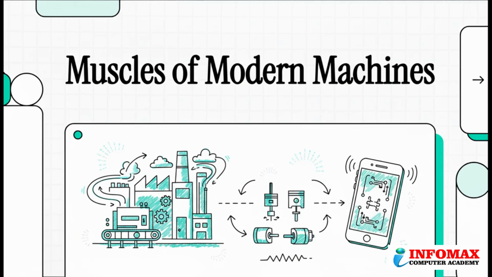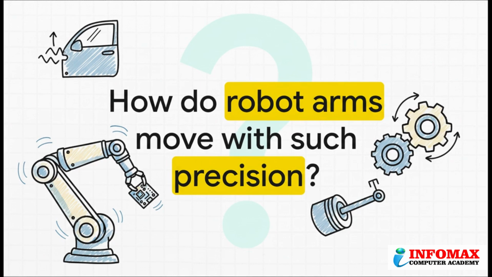Just take a look around. Think about the phone in your pocket vibrating, or those giant robotic arms you see on assembly lines. Our world is just buzzing with motion, right? But what's actually making all that happen? What's the muscle behind the machine? I mean, really think about it.